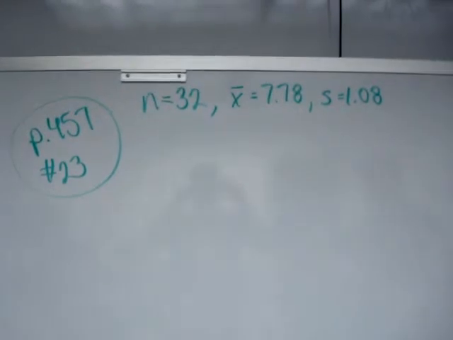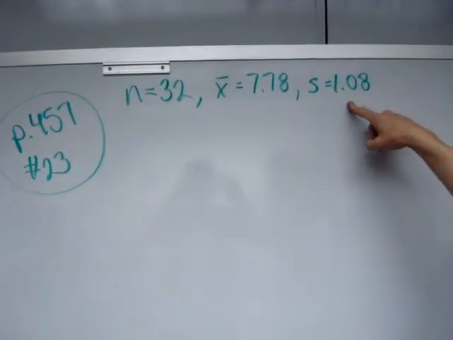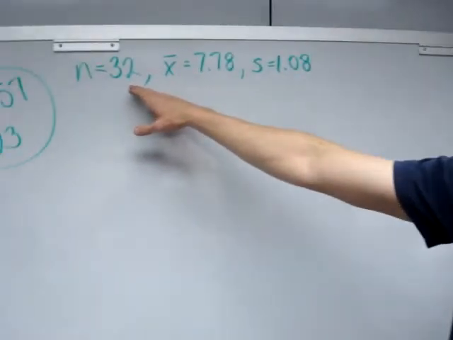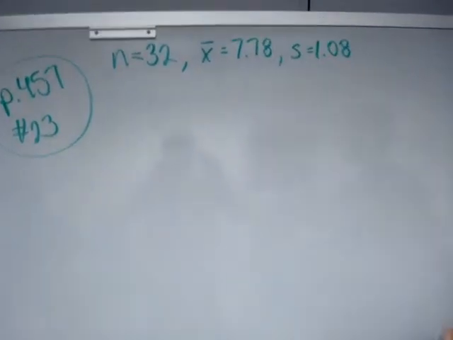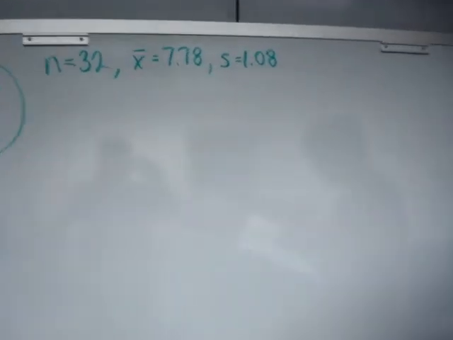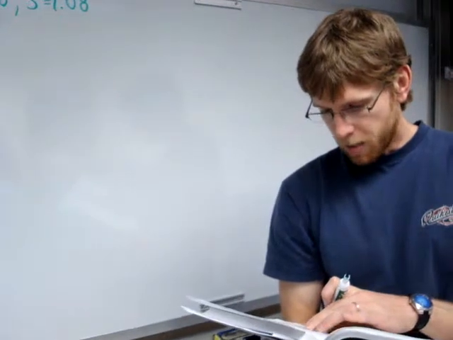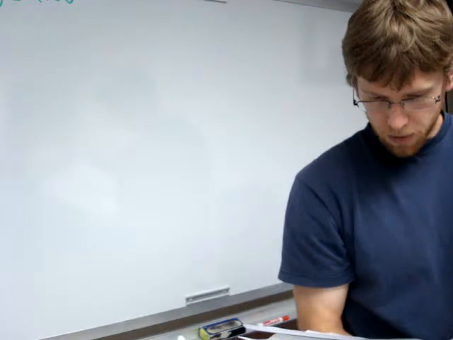And the only question that I sometimes get is, why is this s as opposed to sigma? Well, the answer is it came from that sample. It came from the sample of size 32, so if you calculate things from a sample, you get sample mean, sample standard deviation. And what we're supposed to do in problem 23 is use a 0.05 significance level to test the claim that all cars have a mean greenhouse gas emission of 8 tons.